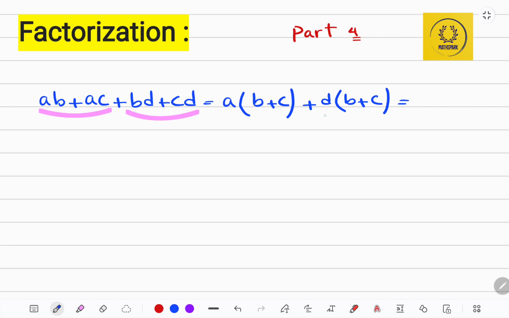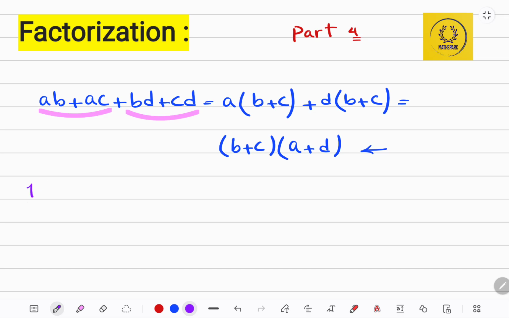You can see that both groups end up with the same bracket, b plus c. So we can factor out this common factor, b plus c, and if you divide this term by b plus c, the remaining part is a, and for the second group is d. So this is the final answer of this question.